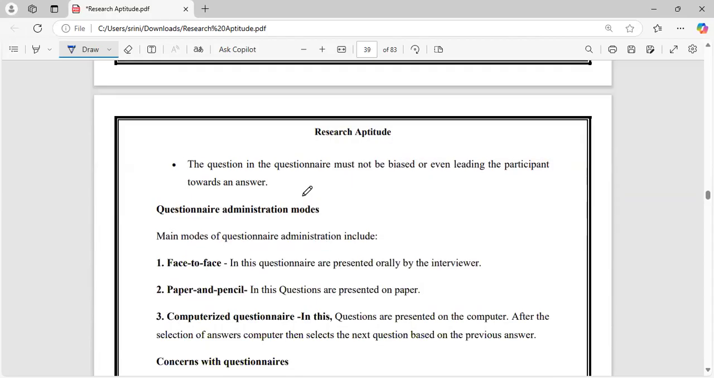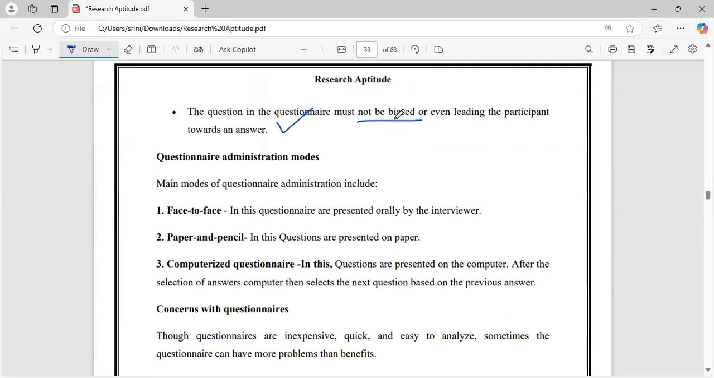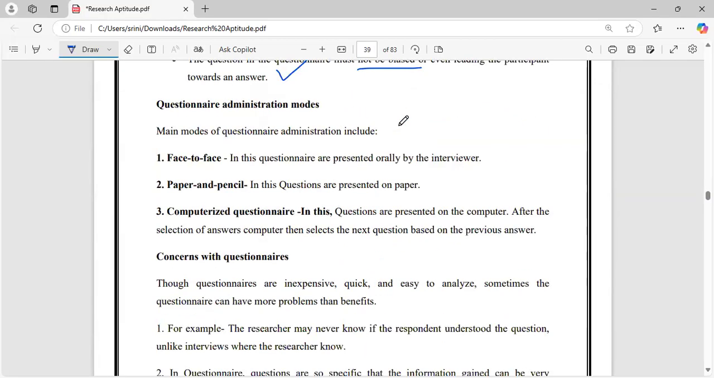The questions in the questionnaire must not be biased or even lead participants towards an answer. There is a huge possibility for biased questions. Questionnaire administration modes: we have how we can collect data from them.